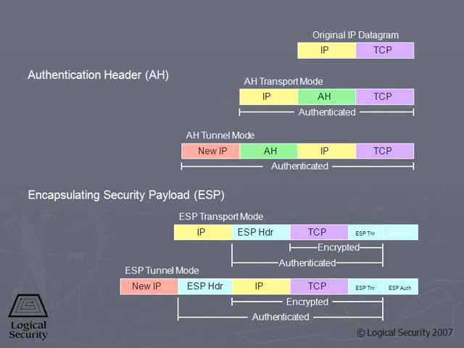ESP is the only protocol that can provide confidentiality. If you need encryption, which is mainly what we need for VPNs, then you would use ESP. So AH provides system authentication and integrity. ESP provides system authentication, integrity, and confidentiality because it uses encryption. And they both can work in either transport mode or tunnel mode.